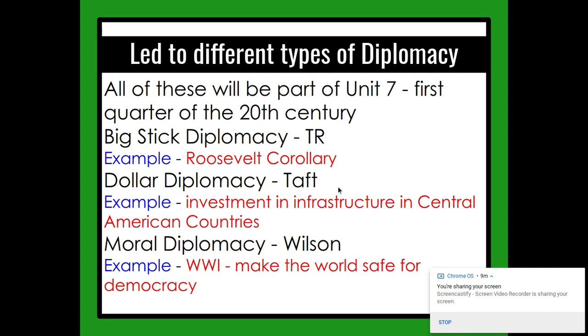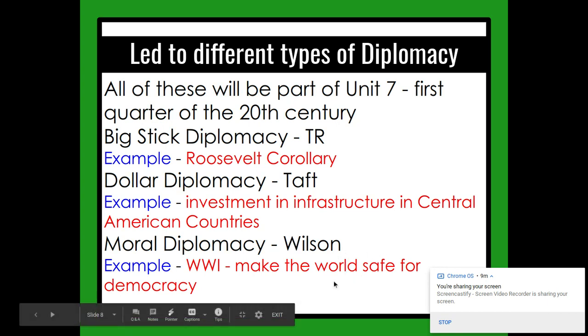Dollar diplomacy is largely practiced by Taft, also by Teddy with the Panama Canal. And the idea is that we're going to spend a lot of money on infrastructure in Central American countries to help our trade and our economy. Moral diplomacy is largely practiced by Woodrow Wilson. The best example of this would be in World War I, when he argues that the reason why we want to get involved in this European war is to make the world safe for democracy.